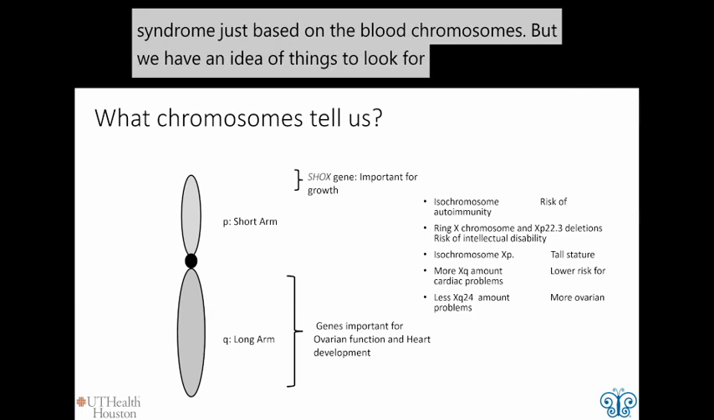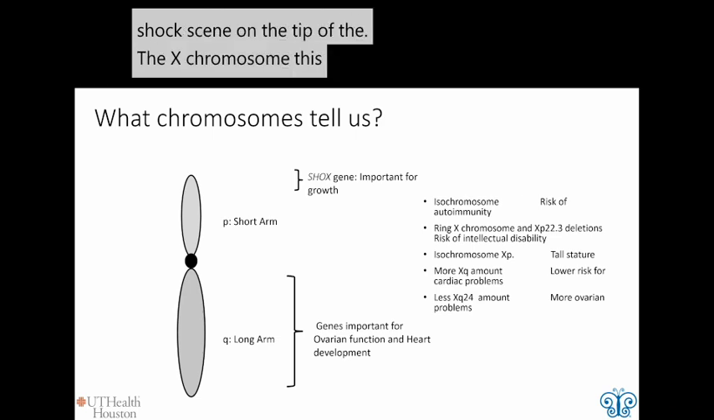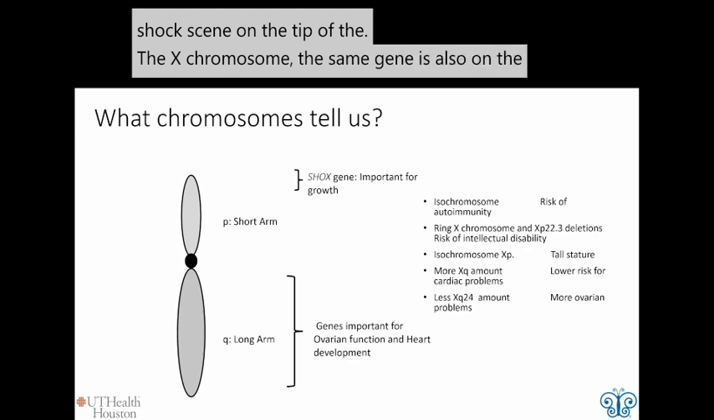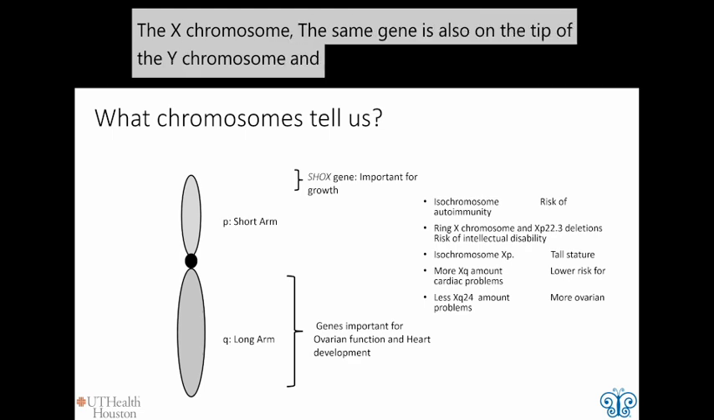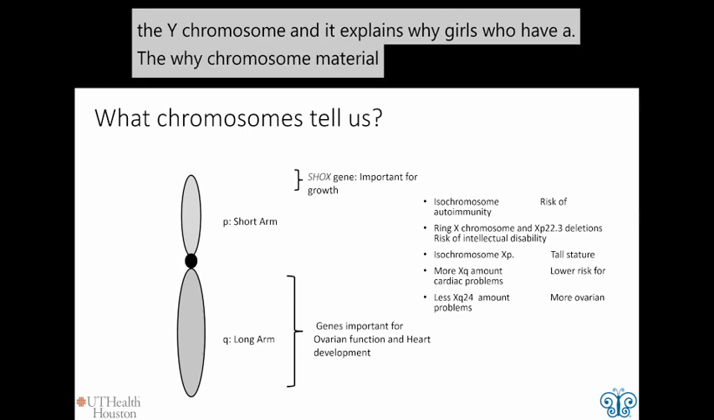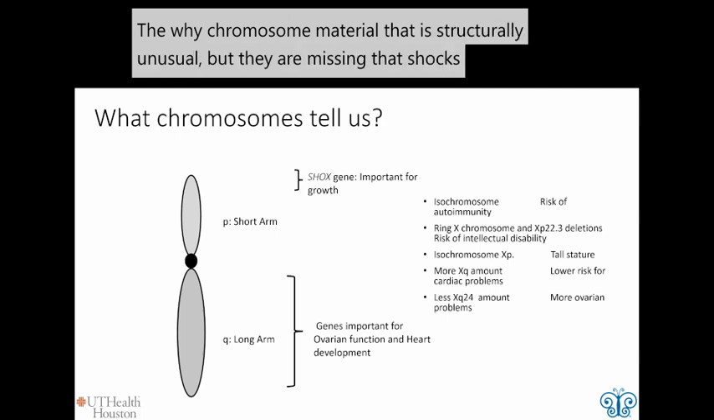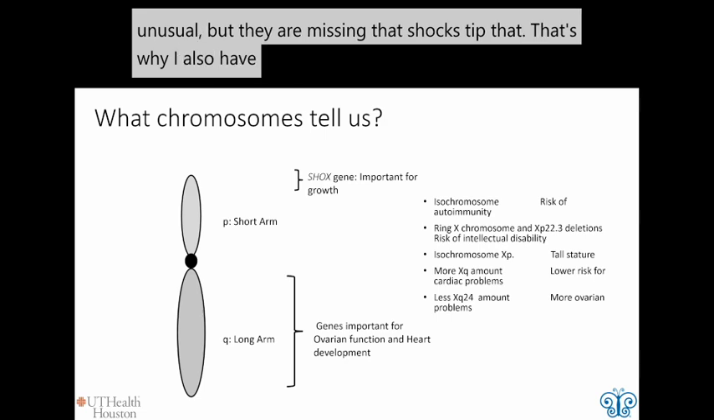I mentioned the SHOX gene on the tip of the X chromosome. The same gene is also on the tip of the Y chromosome, and it explains why girls who have Y chromosome material that is structurally unusual, but are missing that SHOX tip, also have short stature.